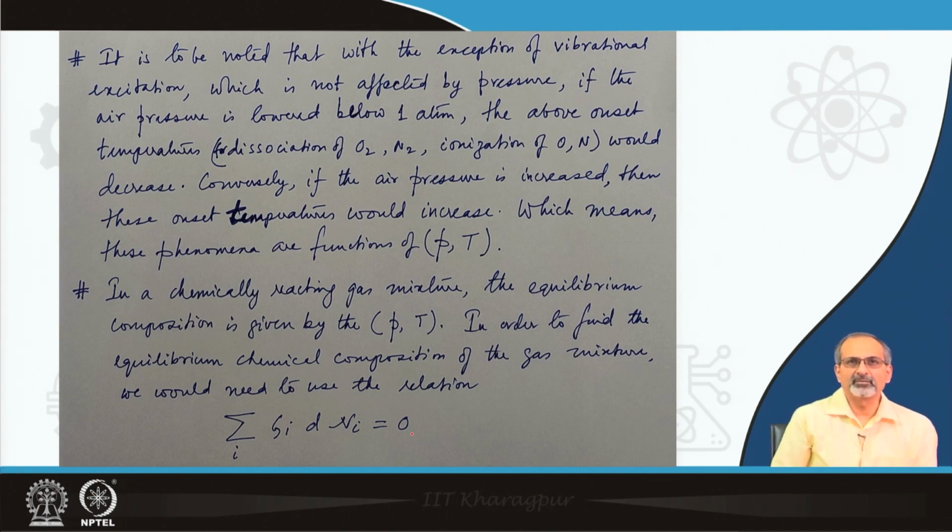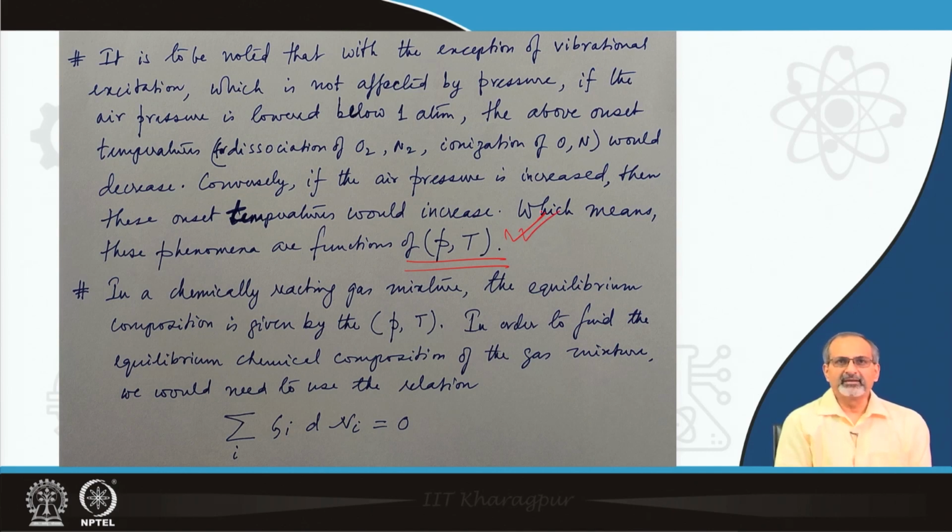If the air pressure is lowered below 1 atm, the onset temperatures would decrease. Conversely, if air pressure is increased, the onset temperatures would increase, which means distinctly that they are functions of both pressure and temperature. And we wanted to establish this before we proceeded with our discussions, because you saw earlier that we represented H, E, N, Ni, Xi, etc., all as functions of temperature and pressure, and this behavior of high temperature air makes it more obvious why we do talk about such pressure and temperature dependencies.